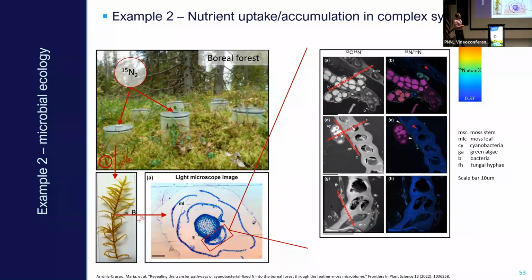So what this tells us is that the nitrogen cycling in this system was a little bit more sophisticated than first thought, and there were a lot more players involved, and it was going to be a lot faster than waiting for that moss to die and let that nitrogen enter the system.